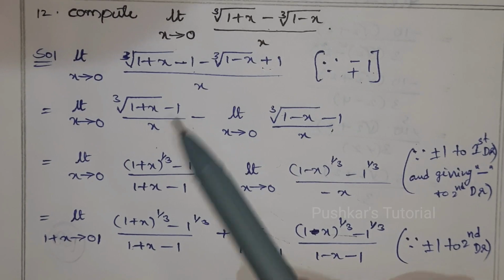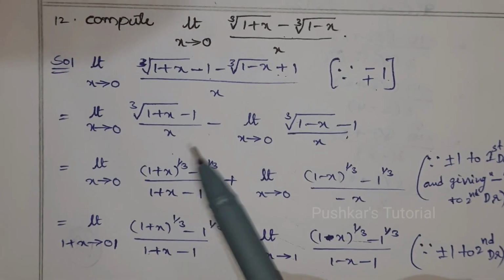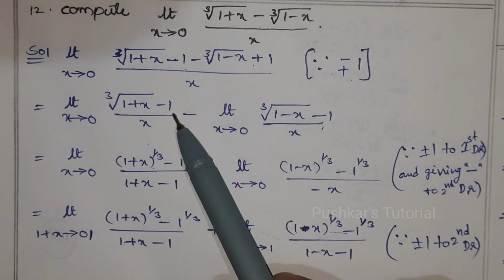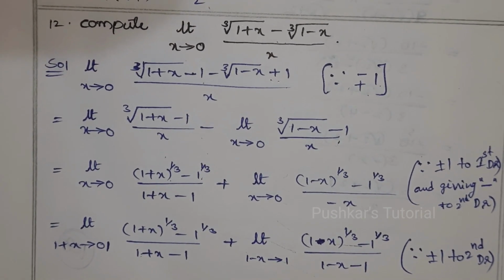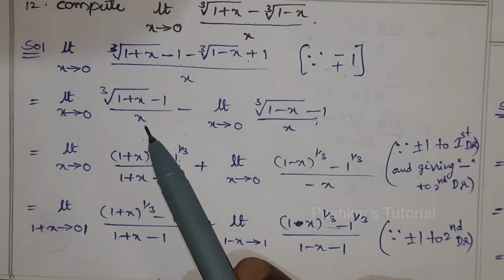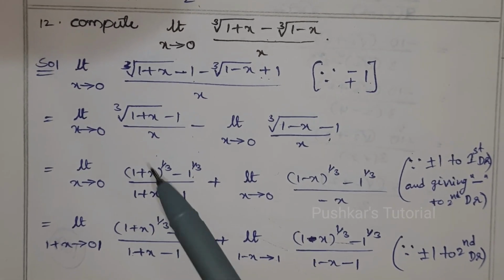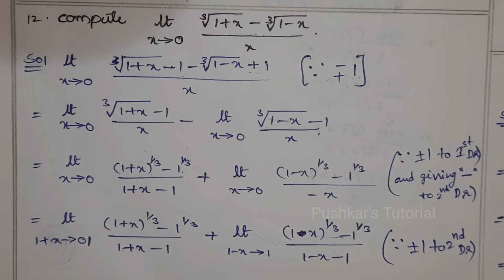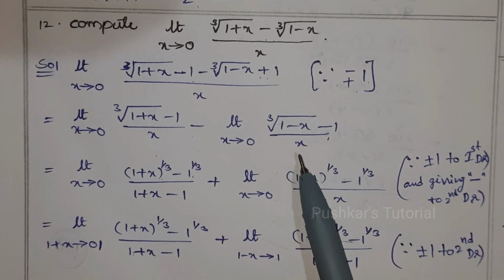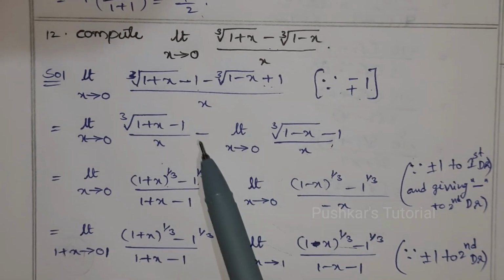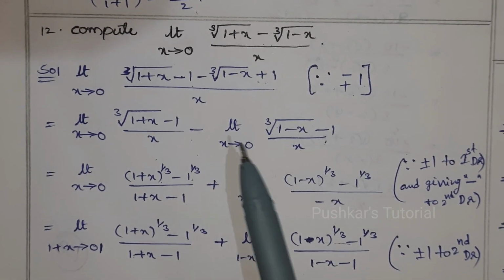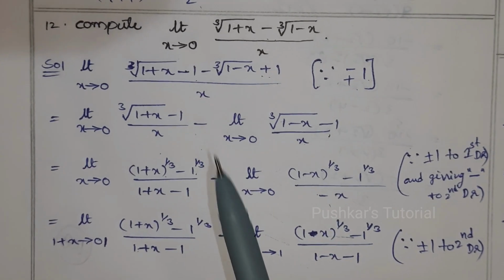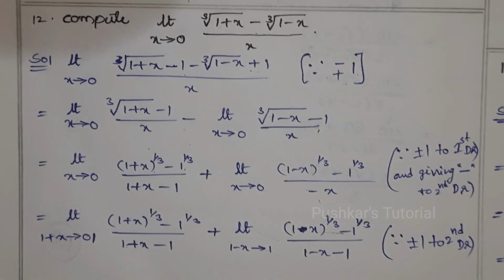1 we can write as 1 power anything is 1. So here third root of (1 plus x) means (1 plus x) power 1 by 3. So I am writing 1 power 1 by 3 only, to get the same powers. In the denominator also I am adding and subtracting with 1, to get the same part. Here 1 minus x is there, so for the x I need a minus sign, so I am giving the minus to the denominator. This minus symbol will be plus.